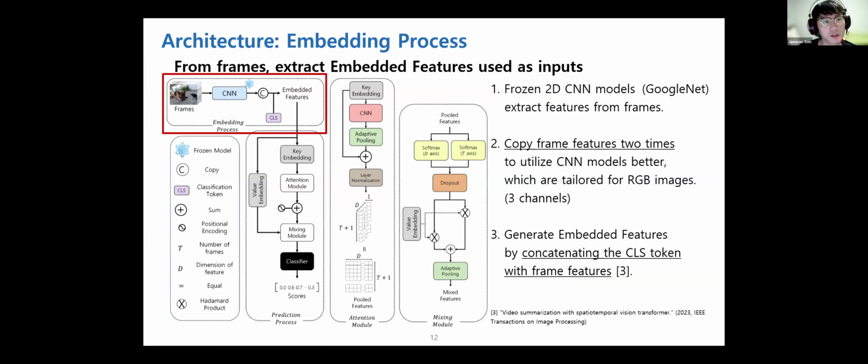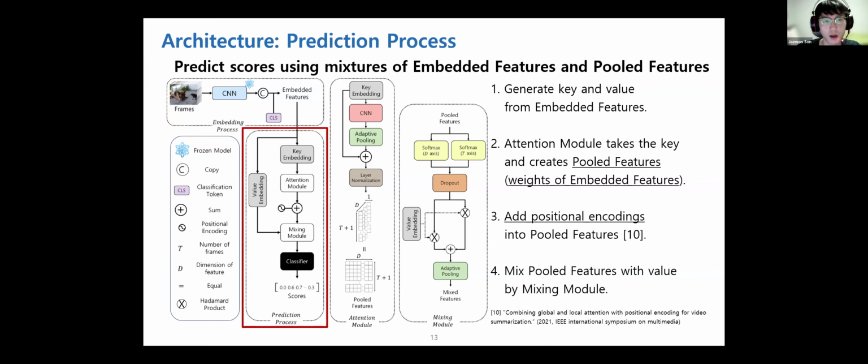From now, I'm going to explain our model's architecture. It would take a long time to explain every little detail, so I'm going to explain it briefly. You can see the details in our paper. The first process is the embedding process. From frames, it extracts embedded features which are used as input. The second process is the prediction process. It predicts scores using mixtures of embedded features and pooled features.